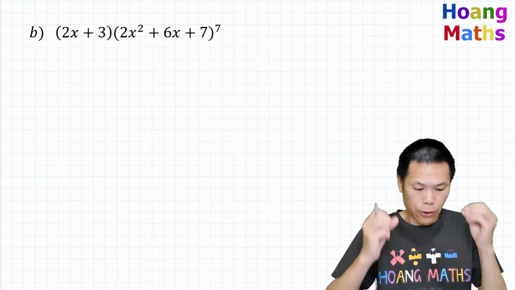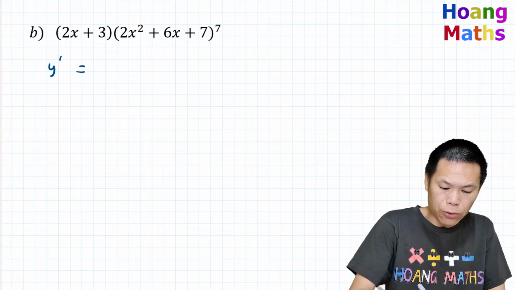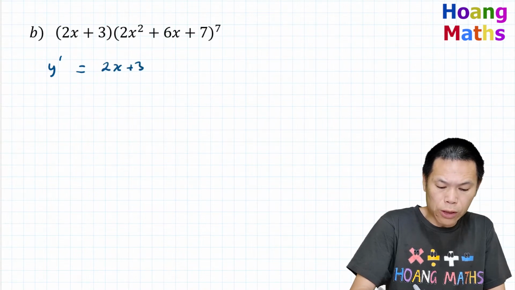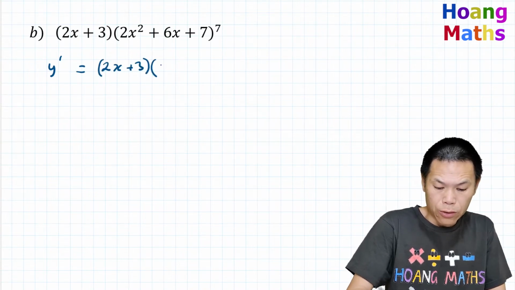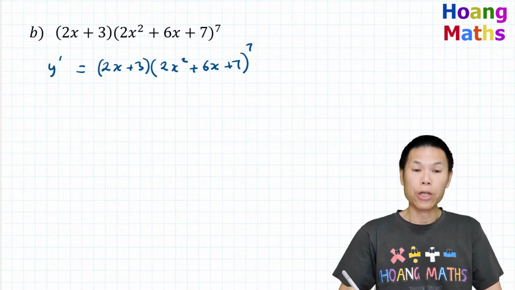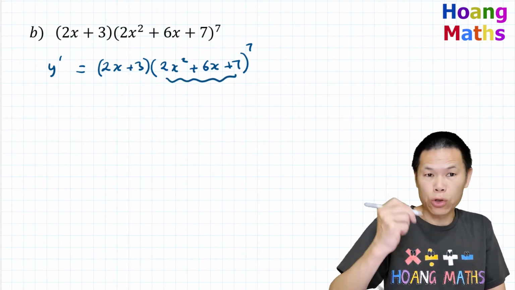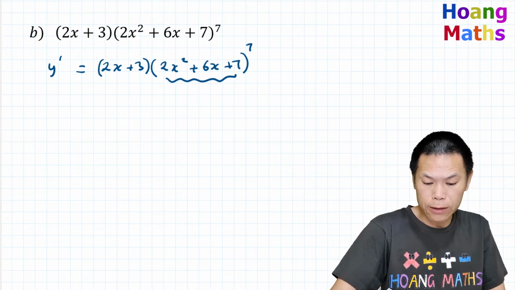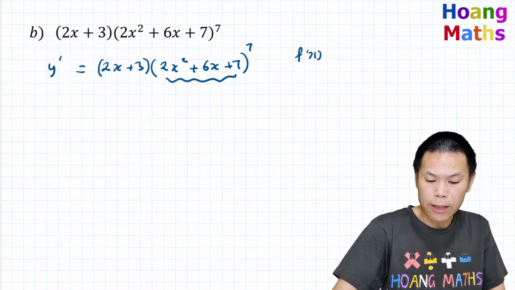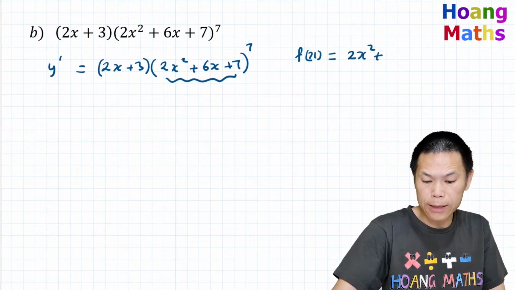Part B. So again, let me just write this down. y dash is equal to (2x plus 3)(2x squared plus 6x plus 7) to the power of 7. So if we differentiate this, let me just write this down. So that is f of x. So f of x is equal to 2x squared plus 6x plus 7.